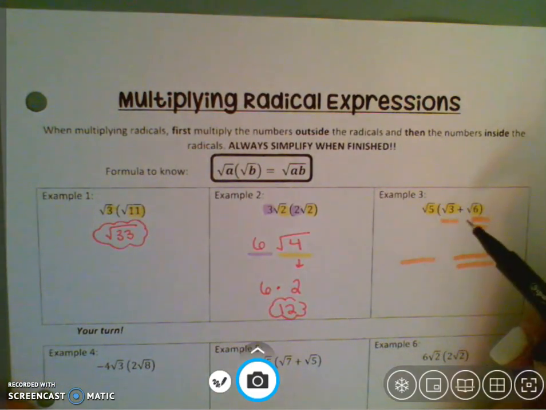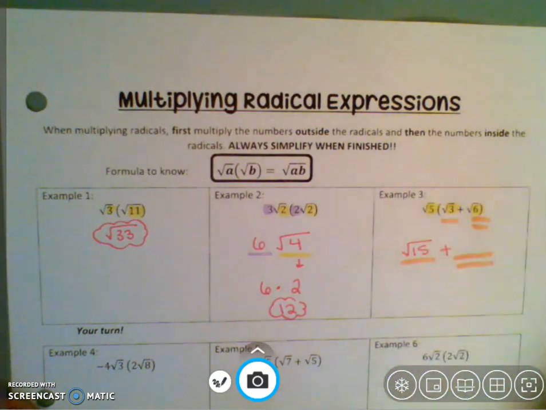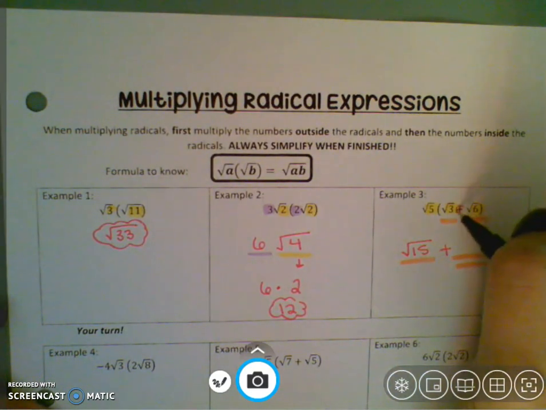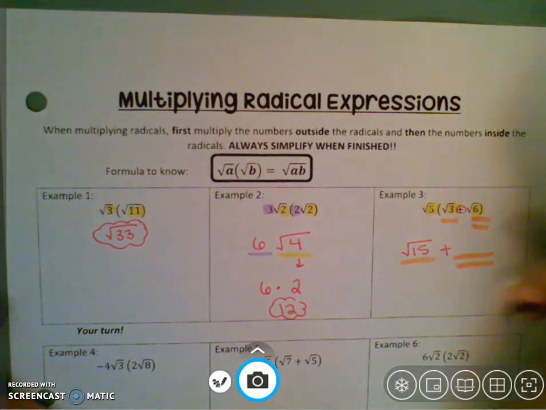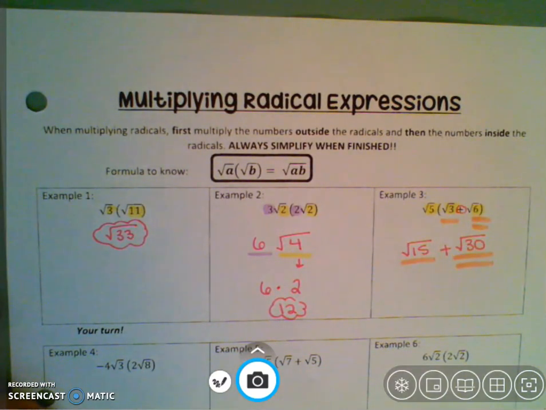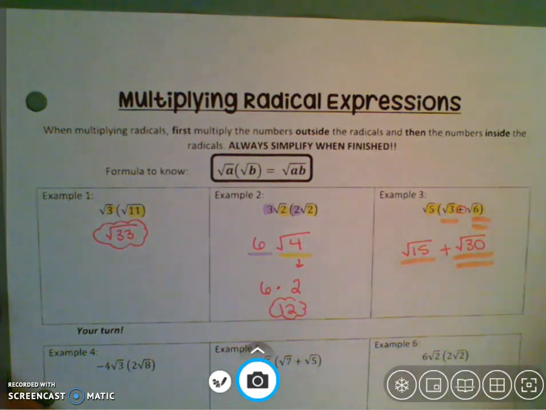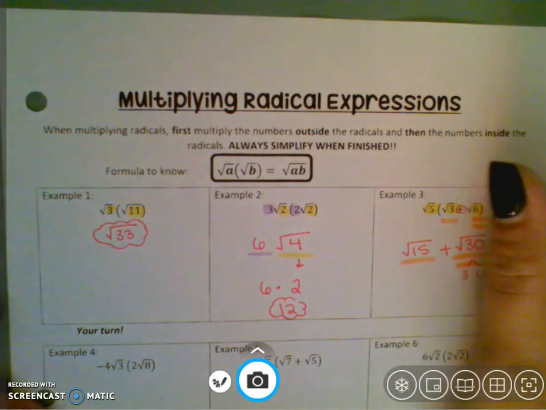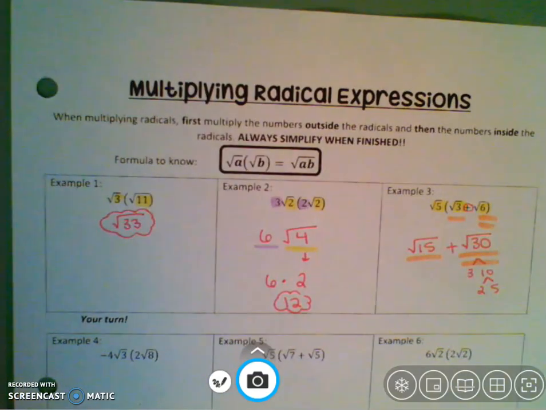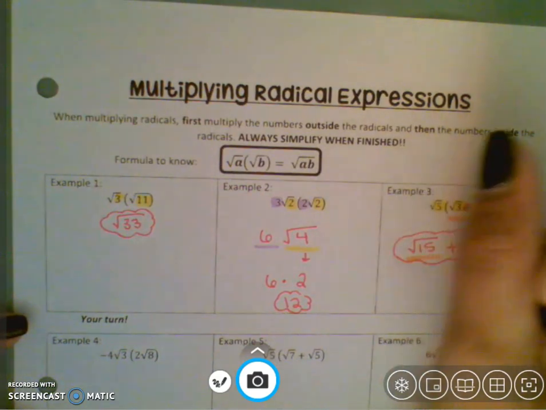So the square root of 5 times the square root of 3, both insides multiply together, bring down your plus sign because it was a plus sign up here, and then the next one is the square root of 5 times 6, which makes 30. So let's see, that 15 is 3 and 5, so that doesn't simplify anymore. 30 is 3 times 10, which is 2 and 5, so those don't simplify either. So this does not simplify anymore, so this is just your final answer.